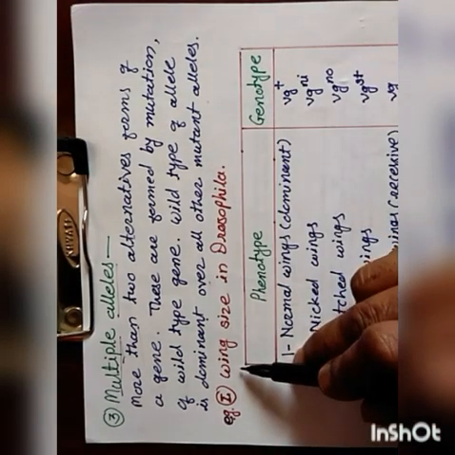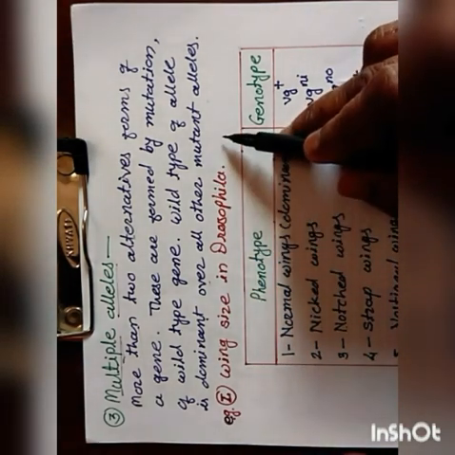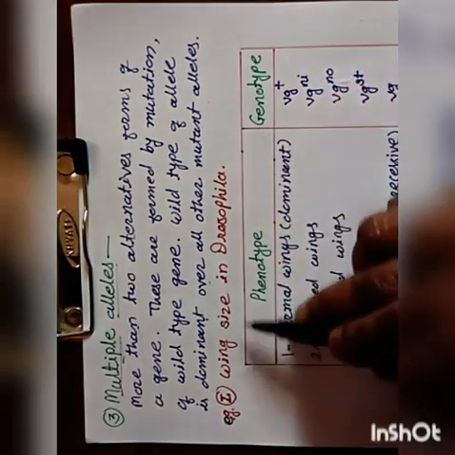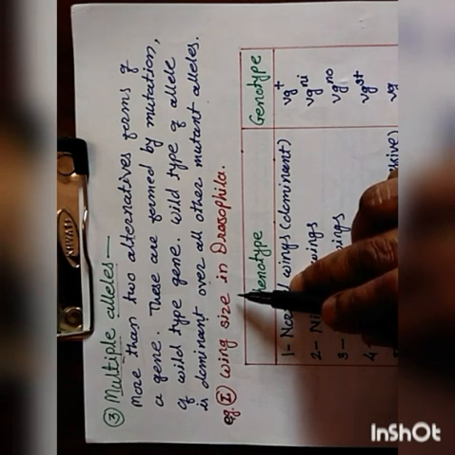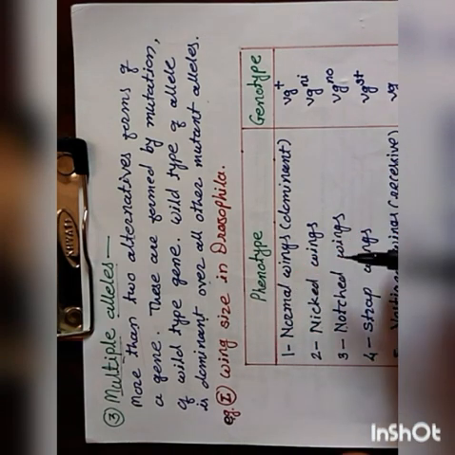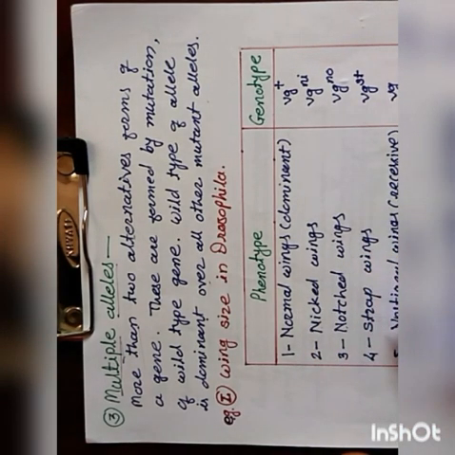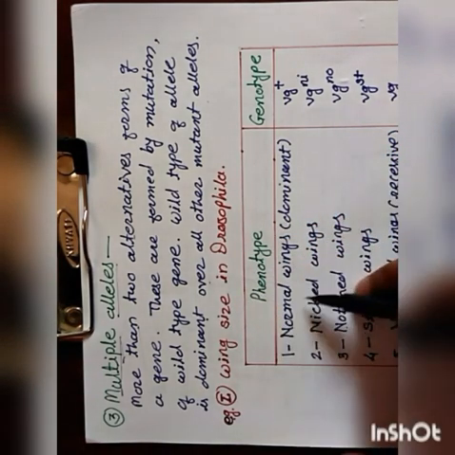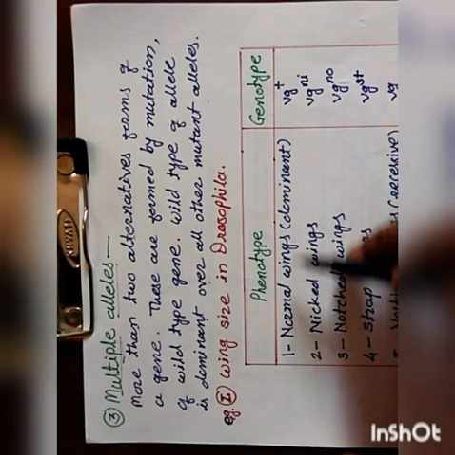An example of multiple alleles is the wing size in Drosophila. In the Drosophila fly, there are different types of wing size which are produced due to the mutant alleles, and these are nothing but normal wings, nicked wings, notched wings, strap wings and vestigial wings. These normal, nicked, notched, strap and vestigial are the phenotypic characters. These are the phenotypes, and these are the genotypes of these characters.